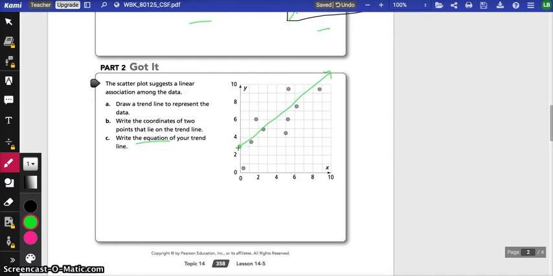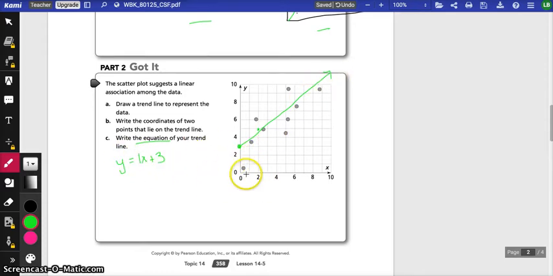I started at 3, and it looks like I went up about 2 and then over 2. So that's a slope of 1. So I'm going to say my slope is y equals 1x plus 3 would be my equation. Okay, and that's the equation that could represent this trend line.